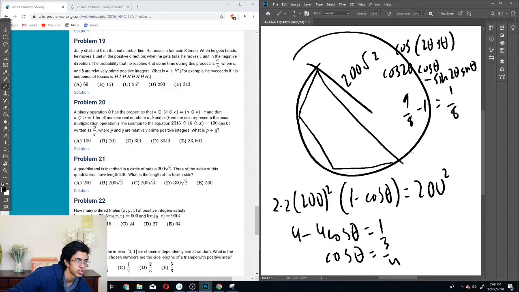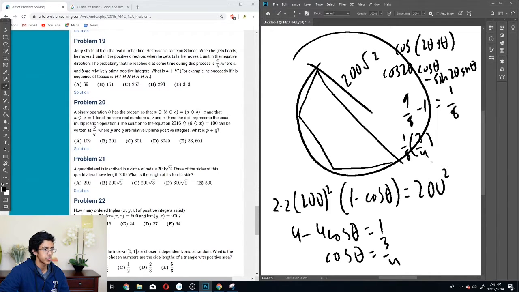Alright, so cosine 2 theta we got as 1/8, cosine theta 3/4, and then sine 2 theta is just root 63 over 8, and then the other one, you square this, you get 9 over 16, 7 over 16, root 7 over 4, and then this is just 3 over 32 minus 21 over 32, which is equal to negative 9 over 16.